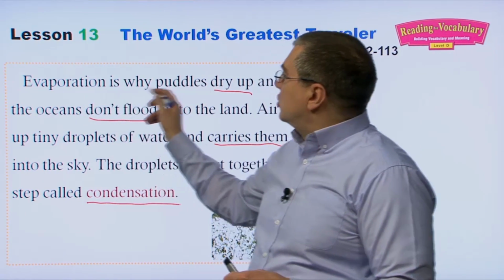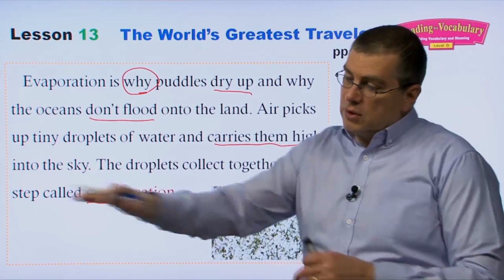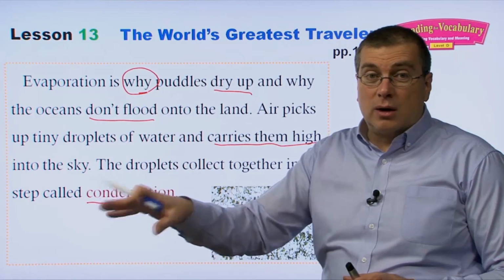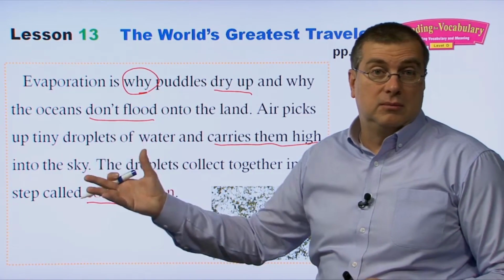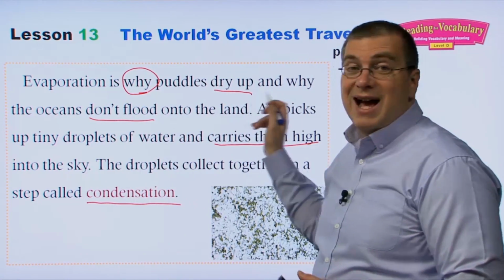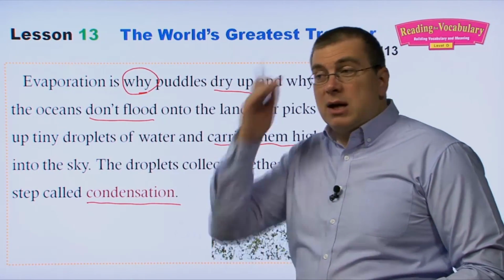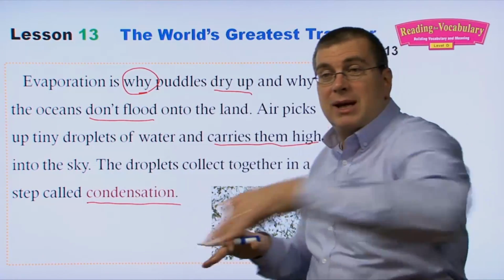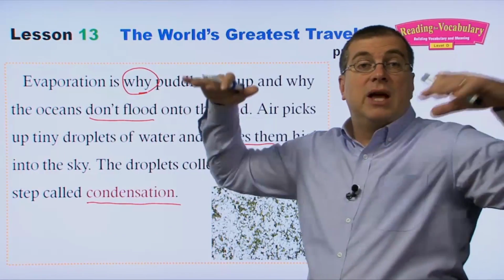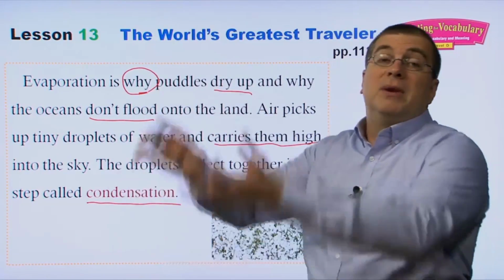Okay, so evaporation is why puddles dry up. If you look at a puddle in the summertime, and then after a few hours the puddle of water on the street is gone, right? Well, evaporation is why that puddle dries up and why the oceans don't flood onto the land. You think, well, look at all these rivers going into the ocean. Why doesn't the ocean get bigger and bigger and flood all the land? Because of evaporation. That water is going up into the air.